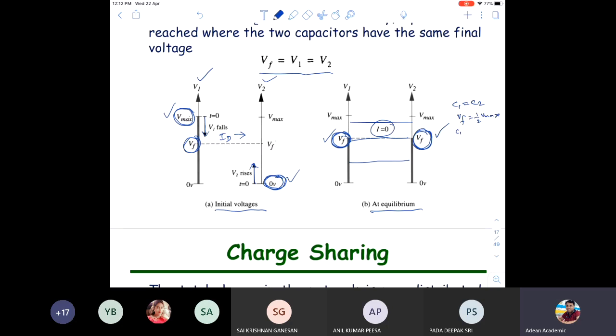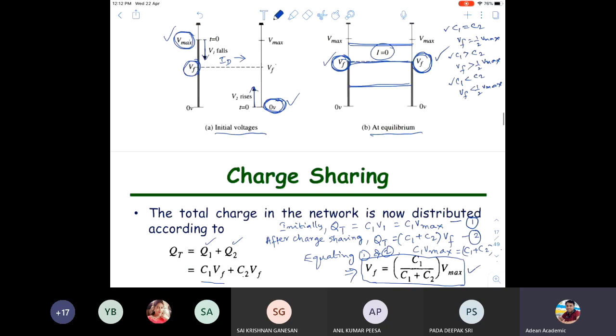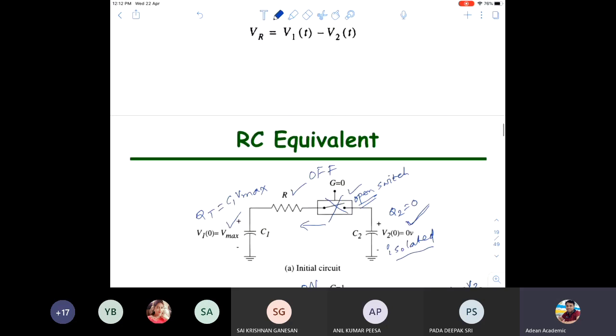If C1 is greater than C2, then Vf is greater than half Vmax. If C1 is less than C2, then Vf is less than half Vmax. So where this Vf level is, whether here or here or here, we will get that only by seeing the magnitudes of the capacitors C1 and C2. That's what these graphs are showing.